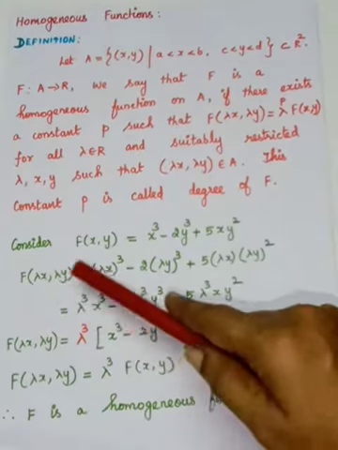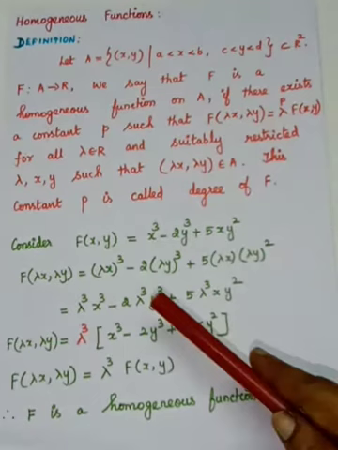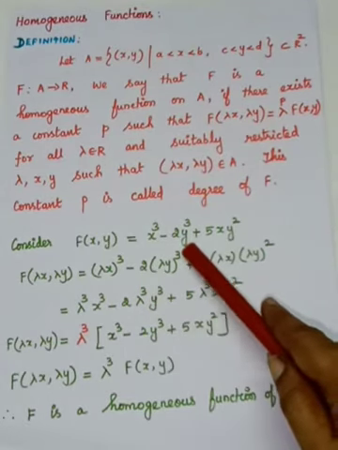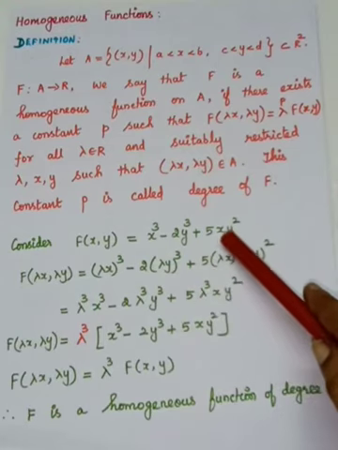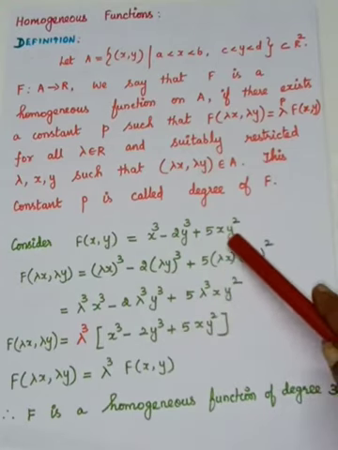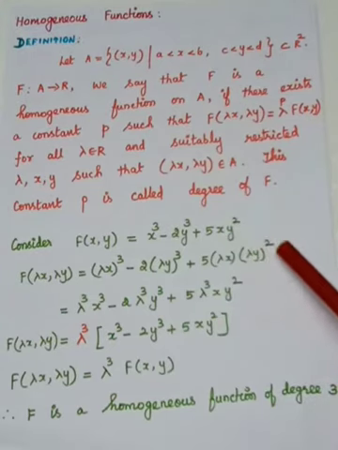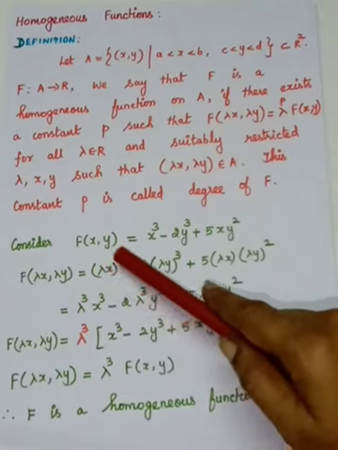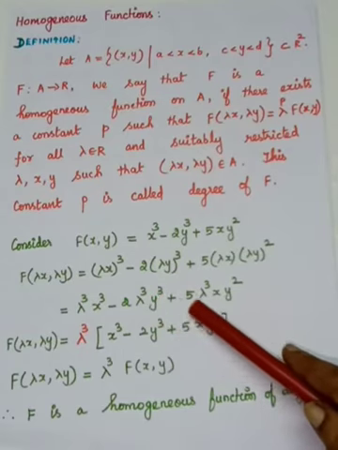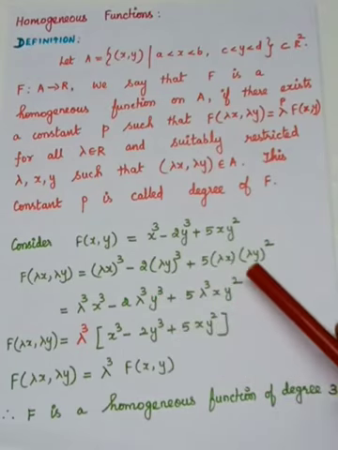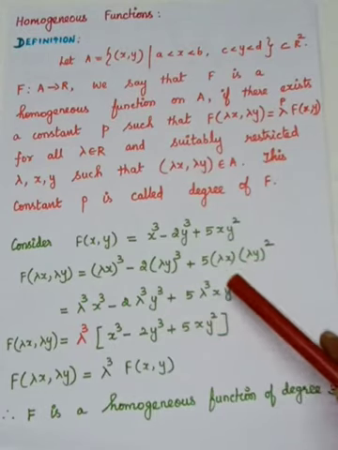Here you see that I am going to substitute. In the place of x, I put (λx) the whole cube, minus 2 into, in the place of y, (λy) the whole cube, plus 5 into, x replaced as λx and y replaced as λy. Here it is y squared, so (λy) the whole square. So applying the power, it is λ cube x cube minus 2 into λ cube y cube plus 5 into λ squared into λ, which is λ cube x y squared.